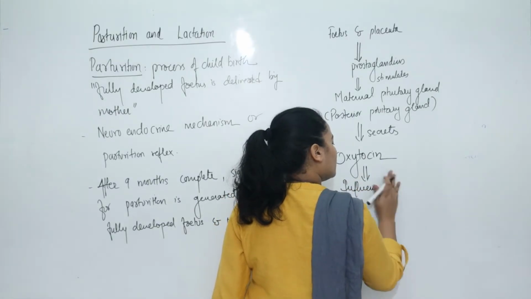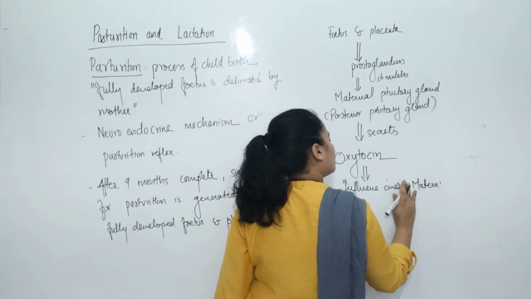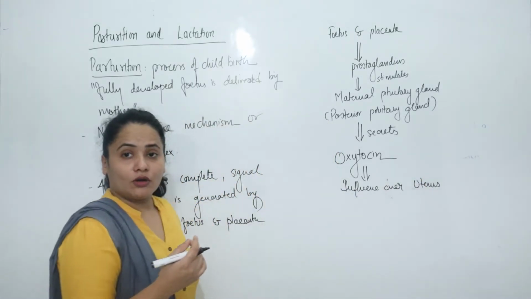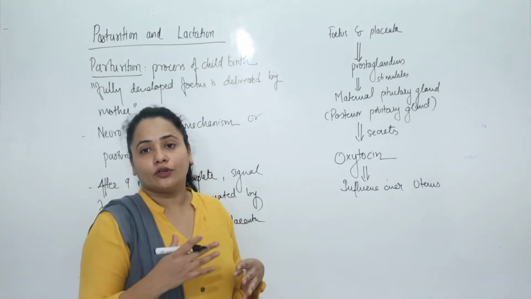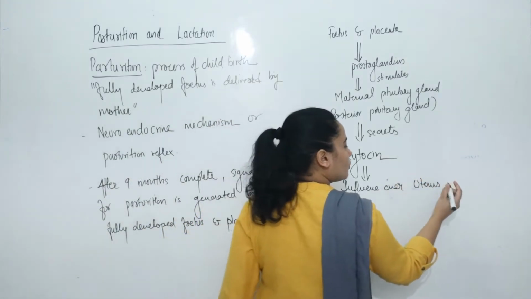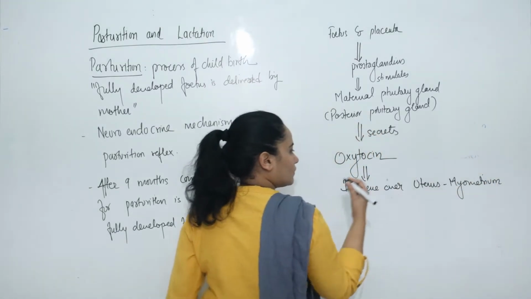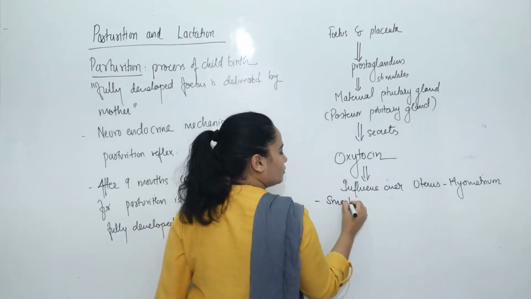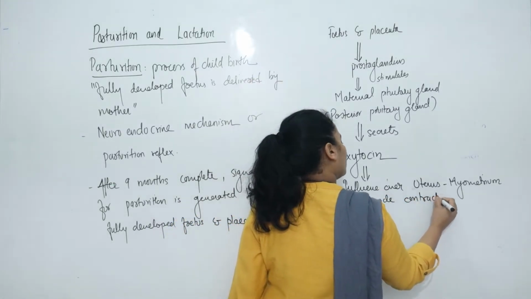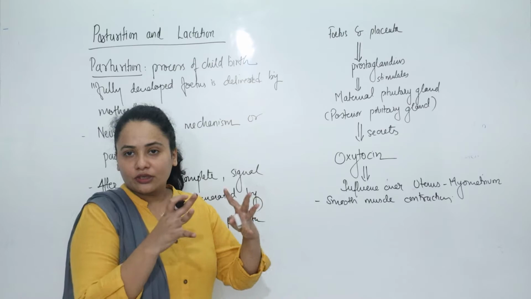This oxytocin will influence the maternal uterus. And particularly, we know that the influence of the oxytocin hormone is over the smooth muscles, that is the myometrium of the uterus, because it is made up of smooth muscles. So smooth muscle starts contraction. So what happens in the uterus?